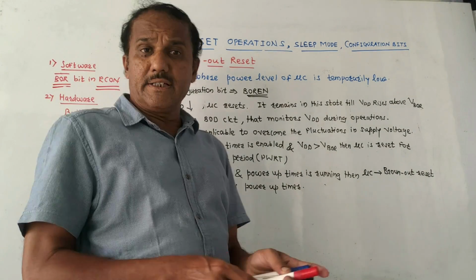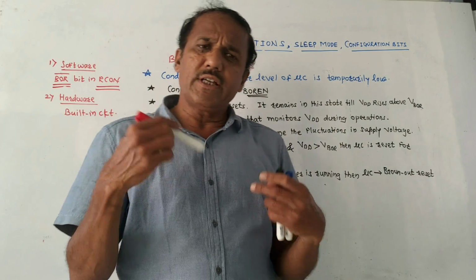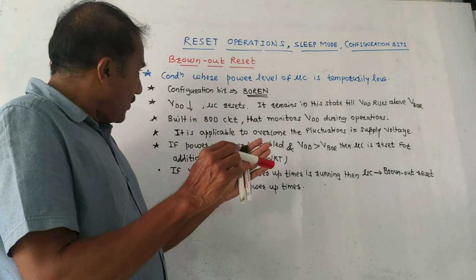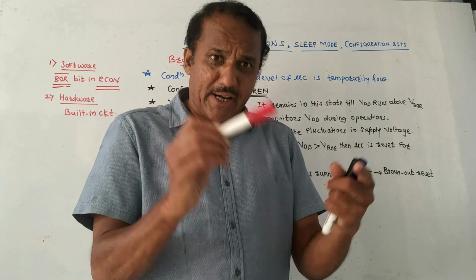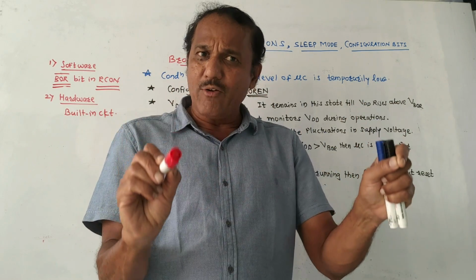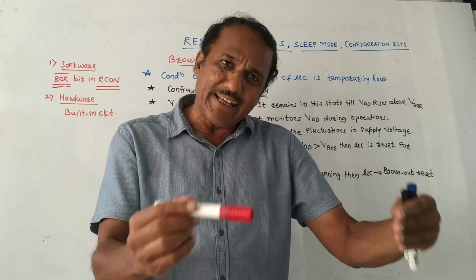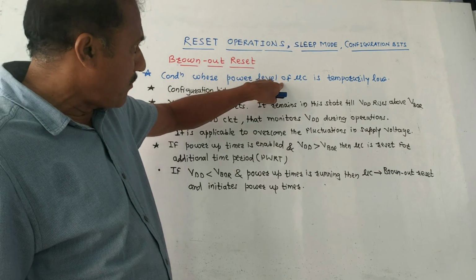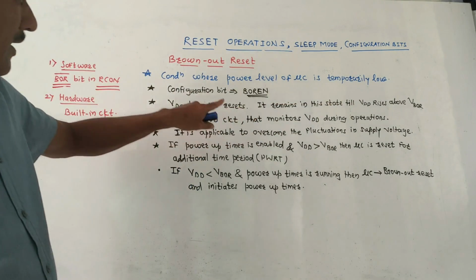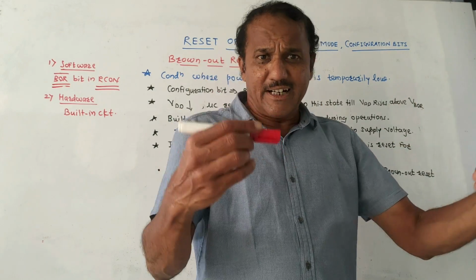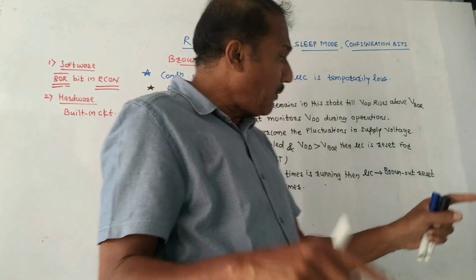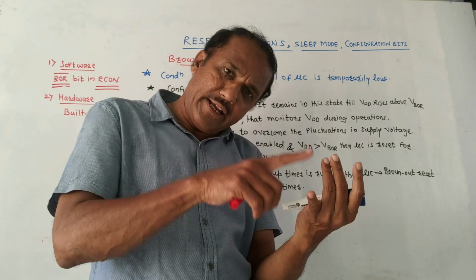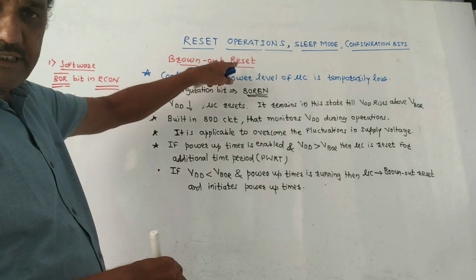The next very important reset condition is the brownout reset condition. From the exam point of view, you can expect a separate question related to this brownout condition. Actually this is one of the reset conditions, but it is applicable whenever the supply voltage to the microcontroller is temporarily low. So this brownout condition occurs whenever the power level of the microcontroller is temporarily low. There is one configuration bit, which we are going to learn in this same video. There are different configuration bits. One of the configuration bits is BOREN. By making use of this bit, you can enable or disable this brownout reset condition.